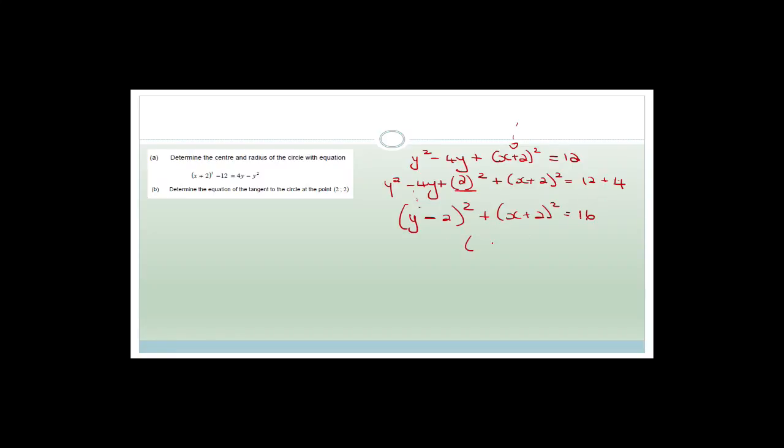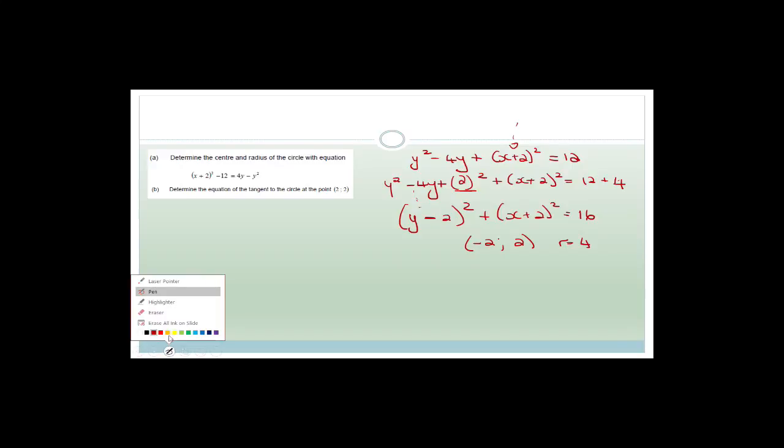So the center of the circle is going to be minus 2, 2. And the radius is going to be 4. So I hope you understand that, okay? The center of the circle is minus 2 because the x value in the bracket is 2, and the y value is 2. And then finally, the radius is the square root of this, which is 4.